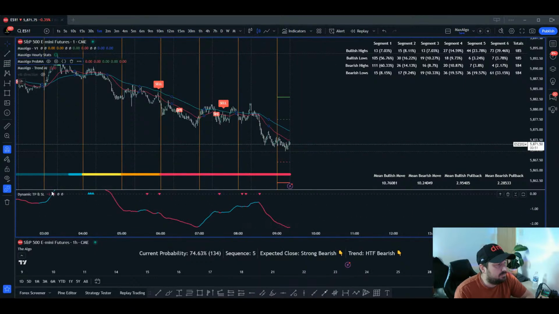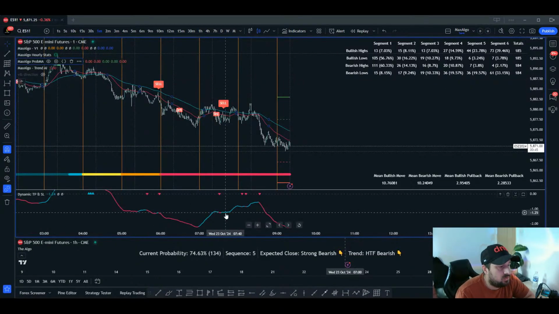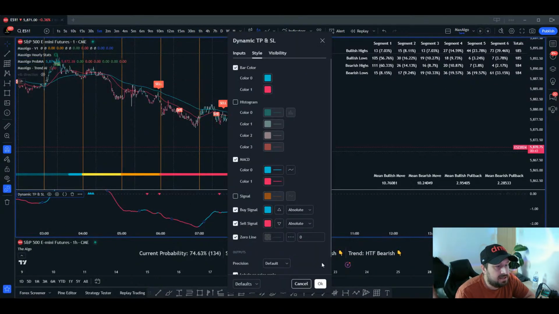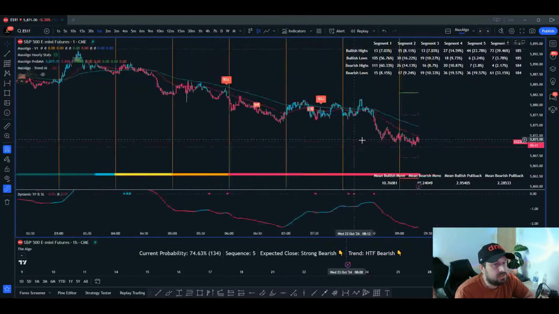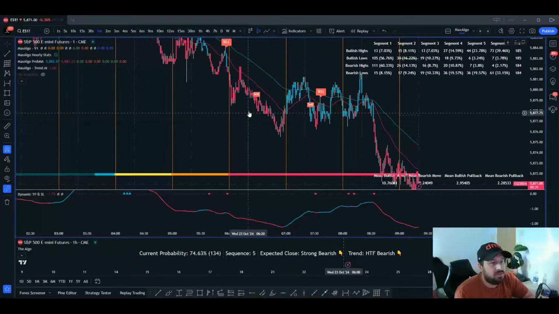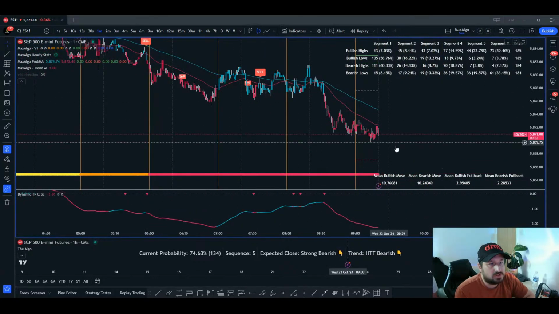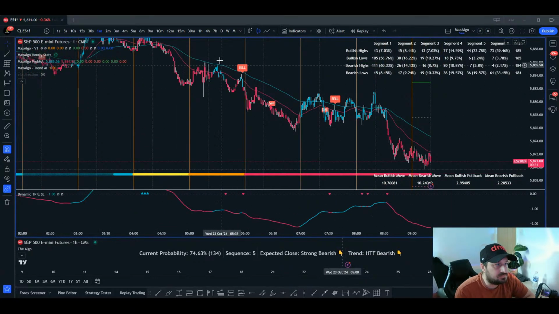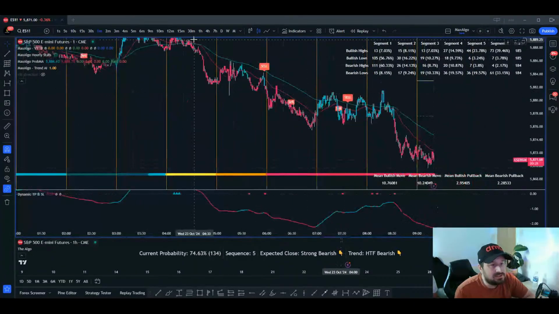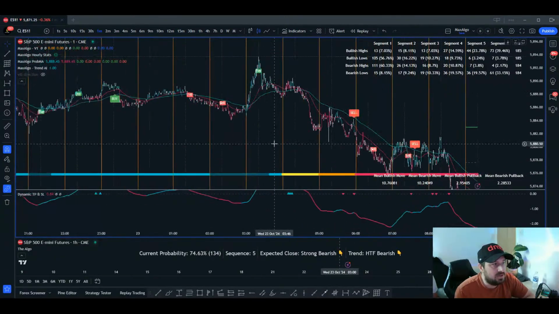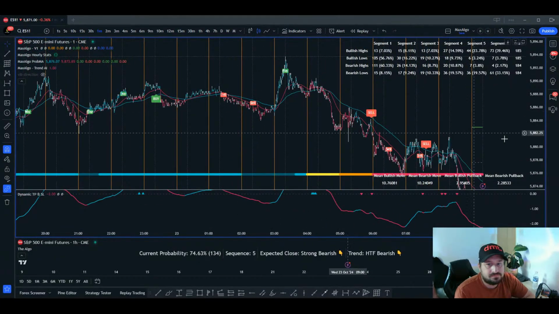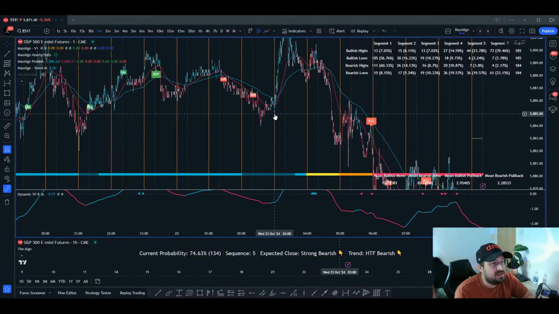Okay, so here, dynamic TP and stop loss. So what this is doing for you is that you can enter your bar color. So this can help you to keep with the trend, know what sort of trend you're in, holding it for longer. So if you need to stay in your trends and stay in your trades and hold them for longer, where it might then flip back on you.